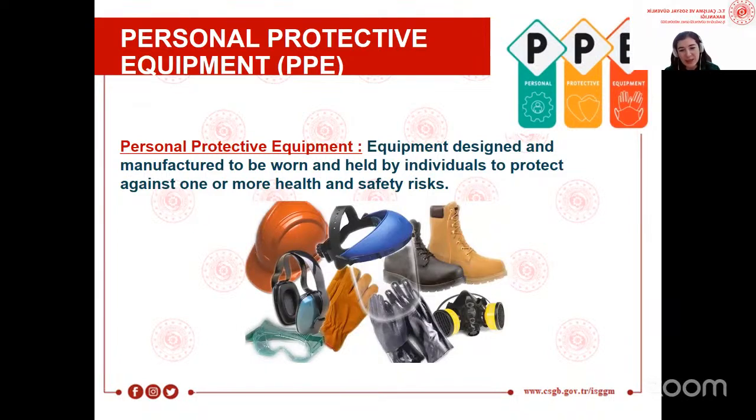Let's start with the first part. What is PPE? I want to repeat again. Personal protective equipment is designed and manufactured to be worn and held by individuals to protect against one or more health and safety risks. All PPEs should be suitable for preventing the relevant risk without creating any additional hazards. And all PPEs should be compatible with the existing conditions in the workplace. All PPEs should meet the ergonomic requirements and health condition of the user. And all PPEs should fit perfectly when necessary adjustments are made and should include the appropriate CE mark and a Turkish user manual.